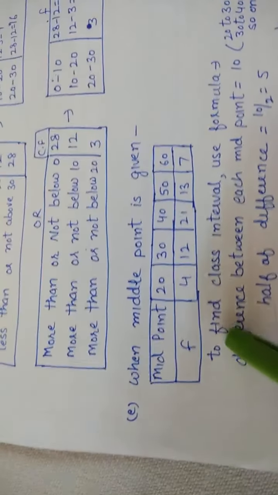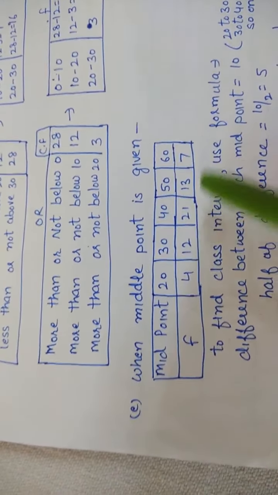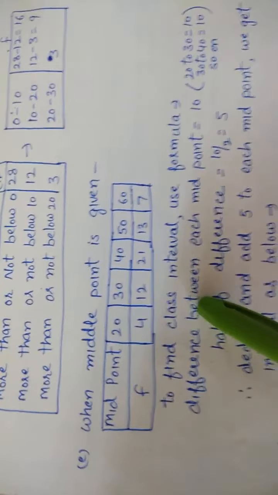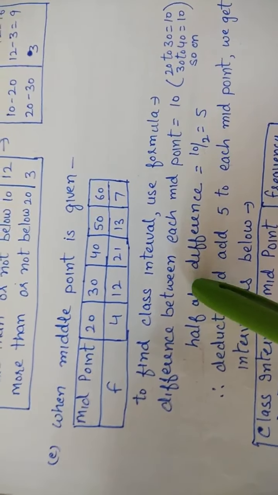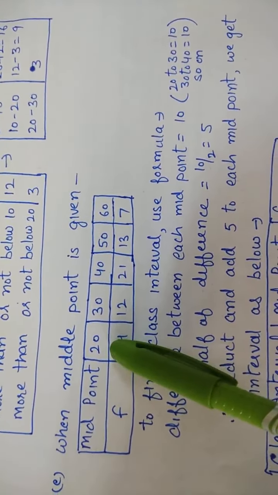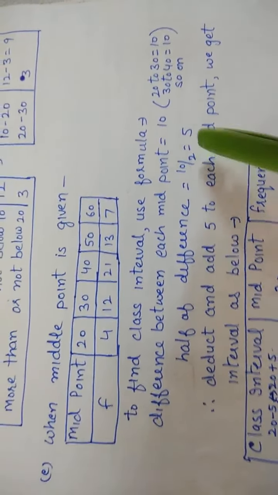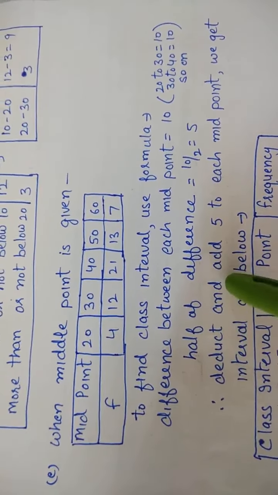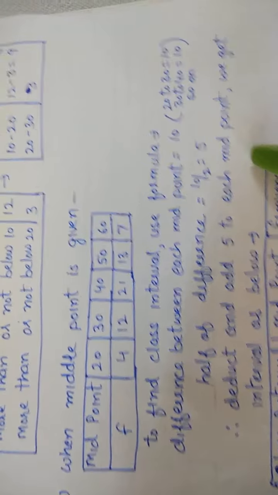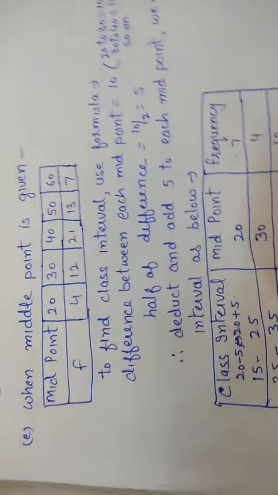When midpoints are given, for example midpoints 20, 30, 40, 50, 60 and frequency, to find the class interval the formula is: the difference between each midpoint, 20 to 30 is 10. Half of the difference is 5. Deduct and add 5 to each midpoint. We will get the class interval.